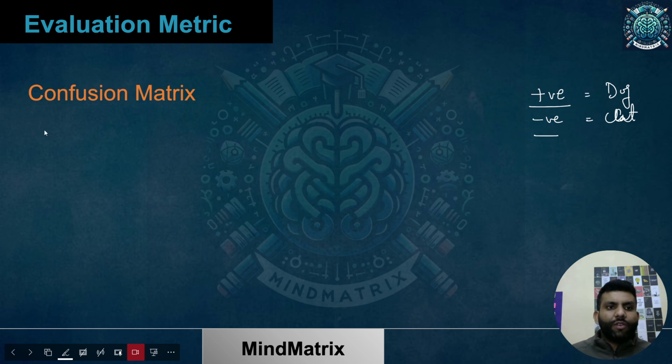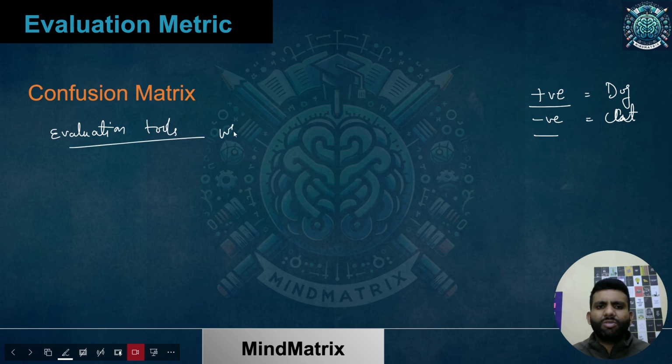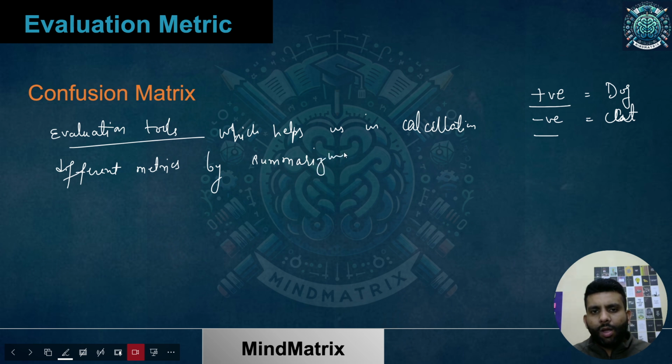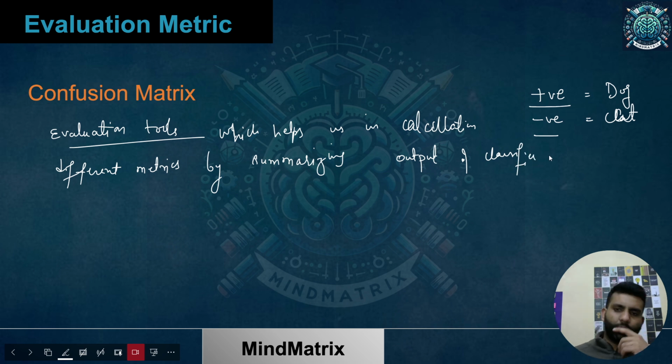Okay, so confusion matrix is nothing but an evaluation tool which helps us in calculating different metrics by summarizing the output of the classifier. Basically it summarizes the output, that what the output is. Okay, it summarizes all that.